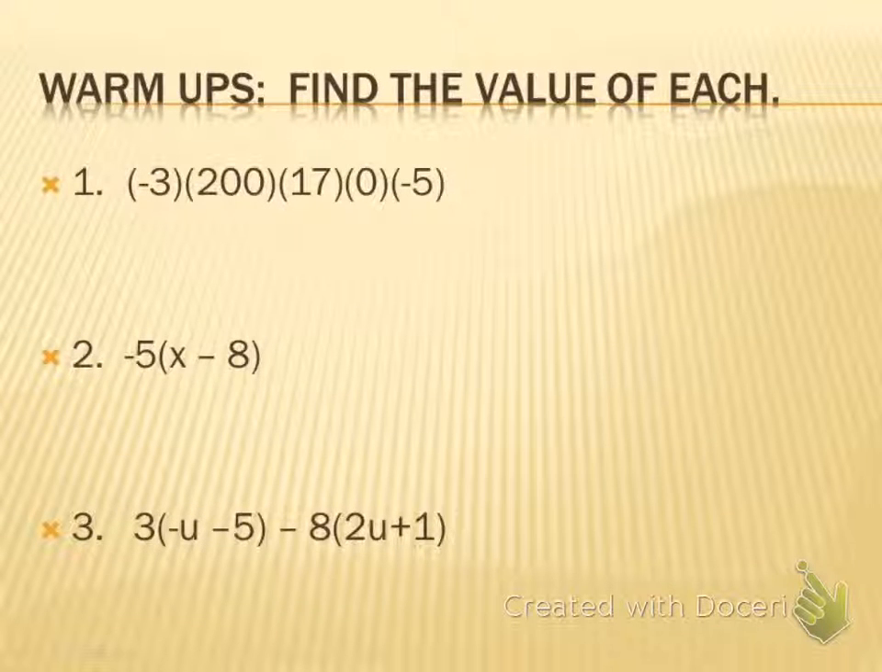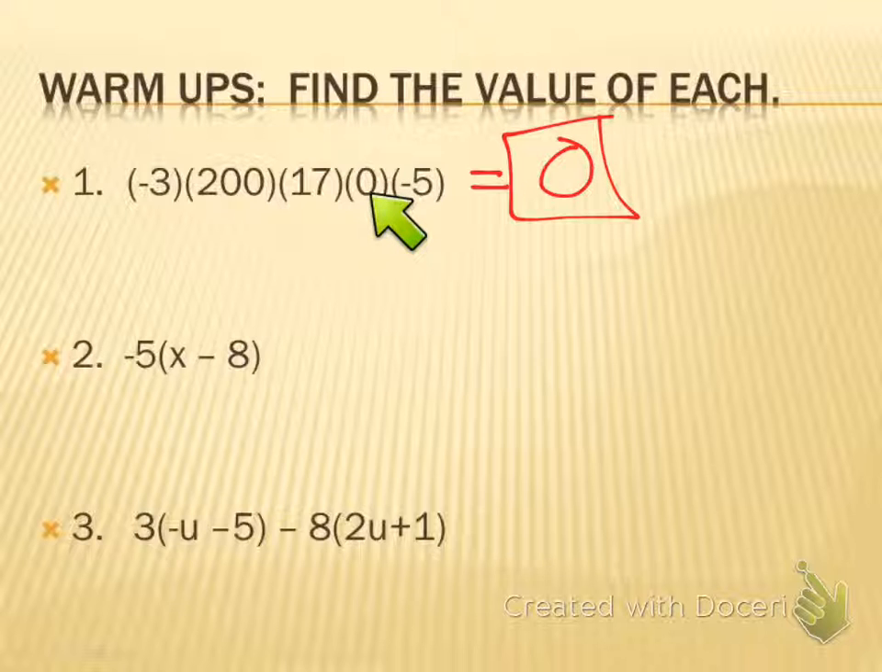What did you guys get for the first warm-up? 0, good. It doesn't really matter what all the other numbers are. There's a 0 right here. Anything times 0 is 0, so you don't even really need a calculator or to write out any multiplication. Very simple answer, 0. Any questions on number 1?